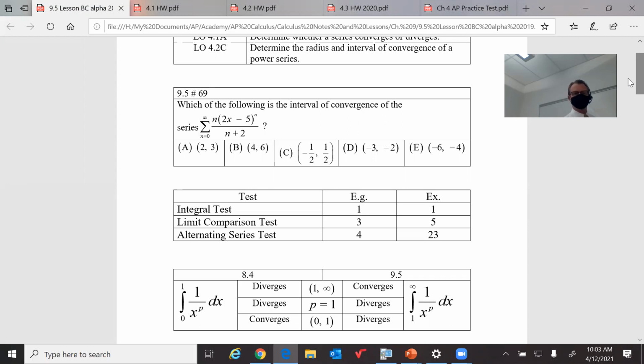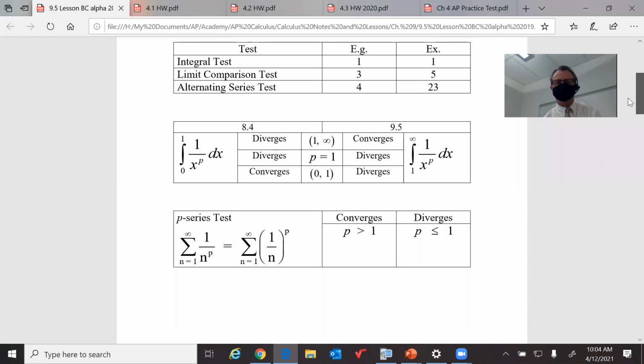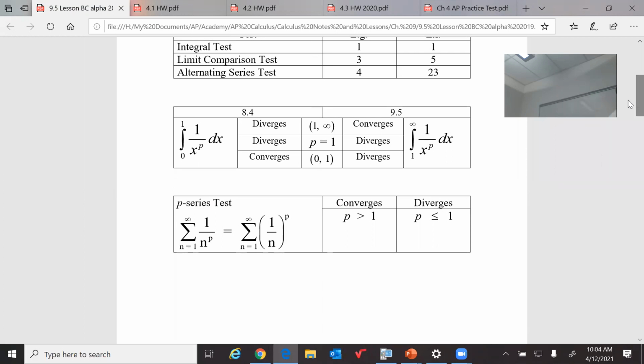So here's 3 examples. Integral test in example 1, limit comparison in example 3, alternating series test in example 4. We're cross-referencing for you what's in the book for this section. So a couple things. Let's start at the bottom. This is the P-series test. So this P is the exponent, 1 to the P is still 1. So I can rewrite it like that.